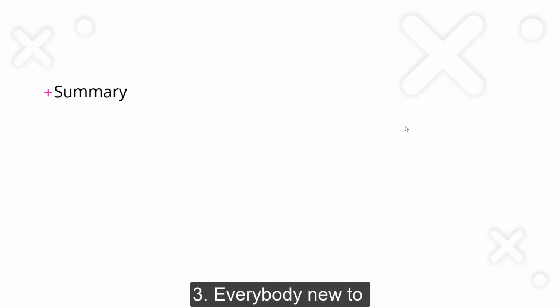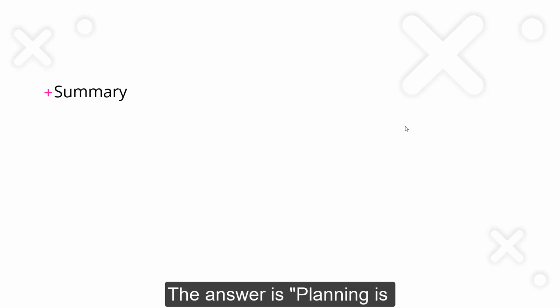Third point, everybody new to adaptive will have a question in their mind. Is planning necessary or is it present in agile? Especially if you are going from predictive methodologies to agile, this is what comes in your mind. So the answer is planning is present, essential lifeblood in all life cycles. The question rather is really how much planning is done, by whom it is done, and when. That is different in different life cycles.